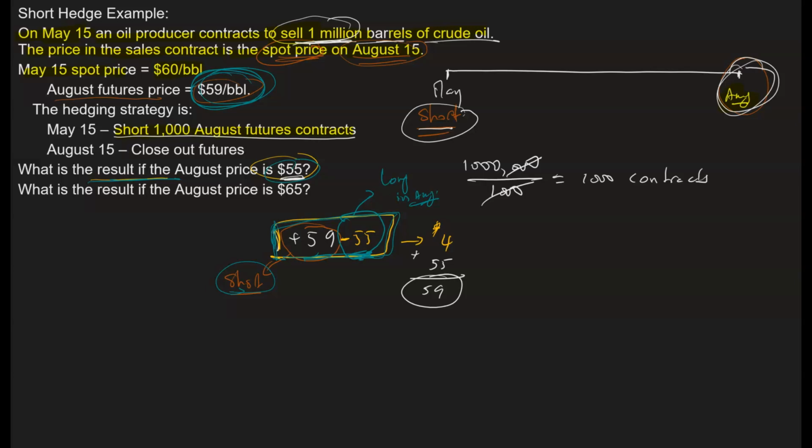Now, the contract is closed out with a profit of 59 minus 55, that's $4. And then we turn around, we sell it in the market at 55 because that's the current price, 55. We've locked in the sales of 59. Okay, second scenario, what if the price in August is 65? Well, if the price in August is 65, what we're going to have is the following.